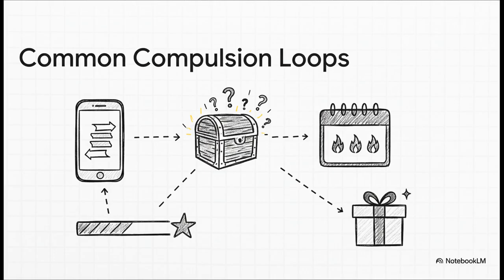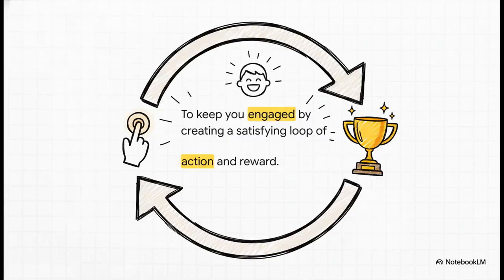Now, this isn't always a bad thing, right? That streak counter in a language app can be a really powerful motivator. The key is just recognizing the underlying mechanism. So at the end of the day, whether the goal is to get you to learn a new language, hit your fitness goals, or just keep you scrolling through a feed, the mechanism is exactly the same. Keep you engaged by creating a really satisfying loop of action and reward.